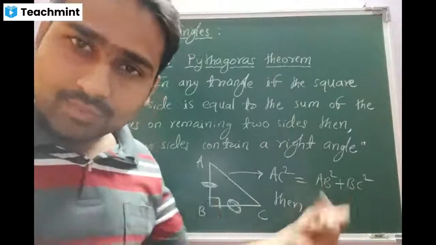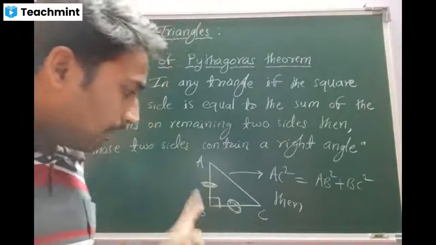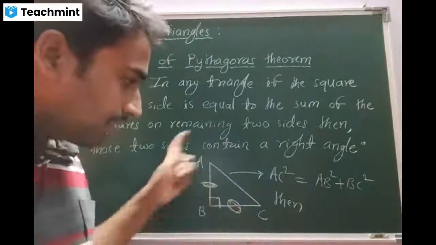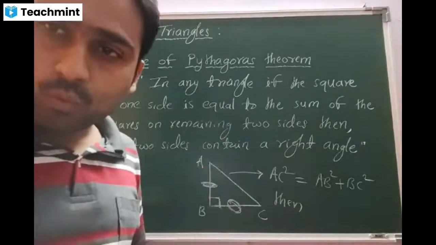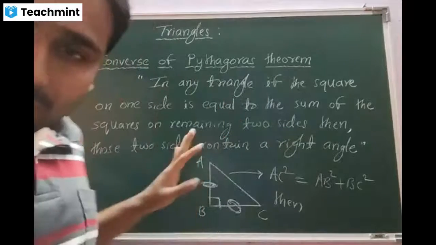So the reverse direction is we will take this one as our data, the first part of the theorem. Then angle ABC will be 90 degrees. Nothing but this triangle is a right angle triangle. That is what is to be proved, the second part of the statement. Is that clear to you people, beta?